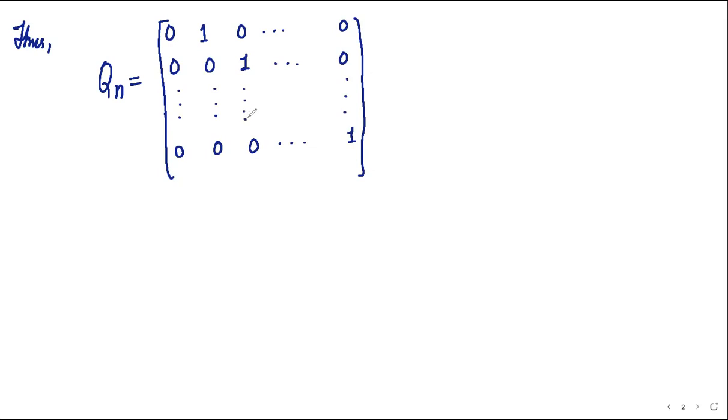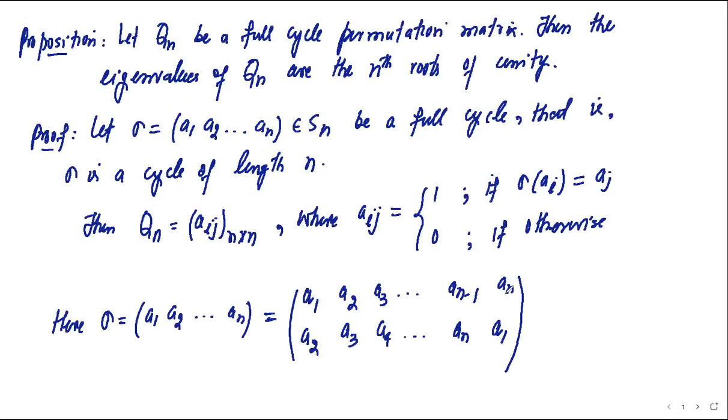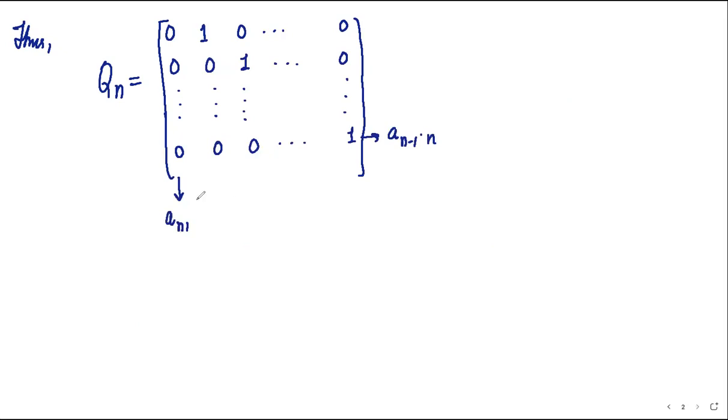And this last entry is the entry number a n minus 1 n. And we know that sigma a n minus 1 goes to a n. So therefore, this entry is equal to 1, and all the remaining entries in this row will be equal to 0. Now here, its coordinates are a, its position is a, n1. And by the definition of the n cycle, we see that a n goes to a 1. So the n1 entry will be equal to 1. So here we will have 1. Now here we will have similarly 0, 0, and so on. All the remaining entries will be 0 in this row.